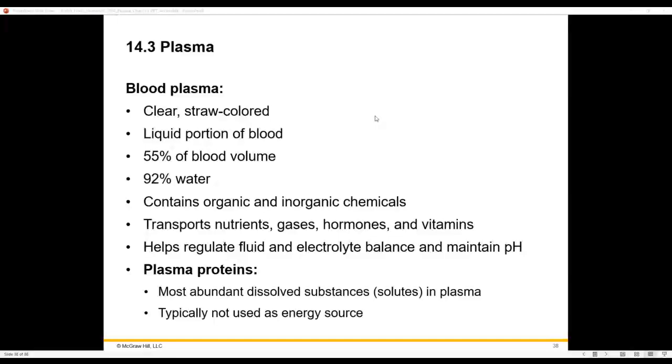Okay, let's look at the blood plasma. This is the clear straw-colored part. It's the liquid portion of blood, 55% of the blood volume, and 92% of it is water. It contains organic and inorganic chemicals. It transports nutrients, gases, hormones, and vitamins. And it helps regulate the fluid and electrolyte balance and maintains the pH. Plasma proteins are the most abundant dissolved substances, or solutes, in the plasma, and they're typically not used as an energy source.